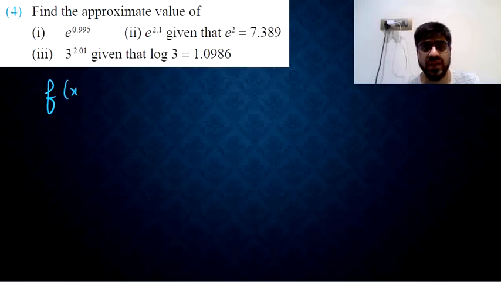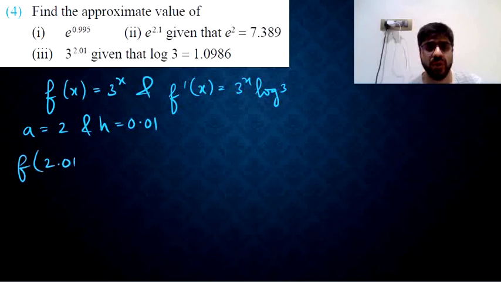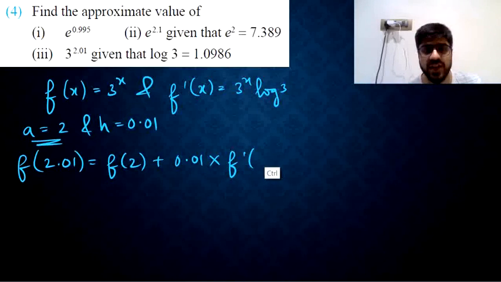This time we take f of x as 3 power x, and f dash x this time becomes 3 power x log 3. They've also given us the value for log 3, so computing this should not be a tough task unless the multiplication is complicated. So we take a as 2 and h as 0.01. So we have f of a plus h, that is f of 2.01, that will be f of a, which is f of 2, plus h, which is 0.01, into f dash a, that is f dash 2.